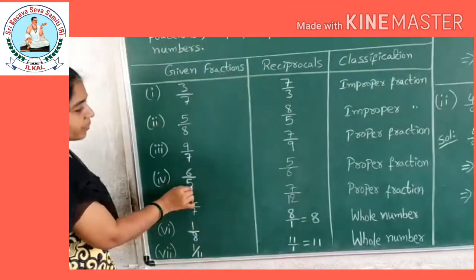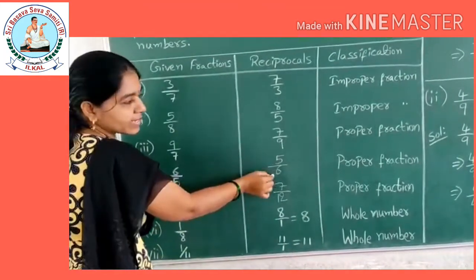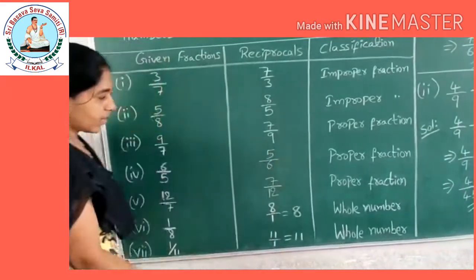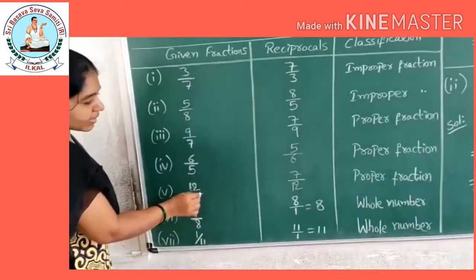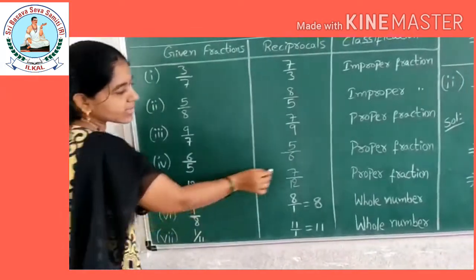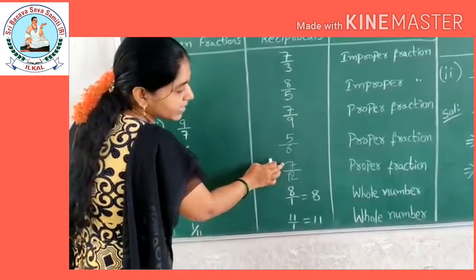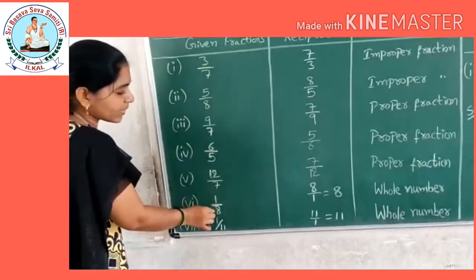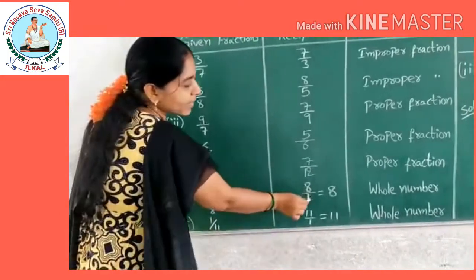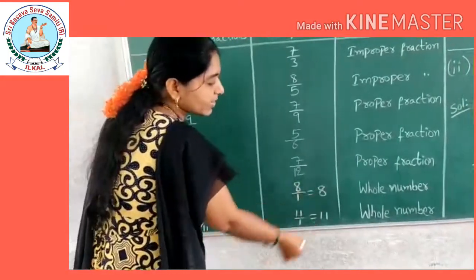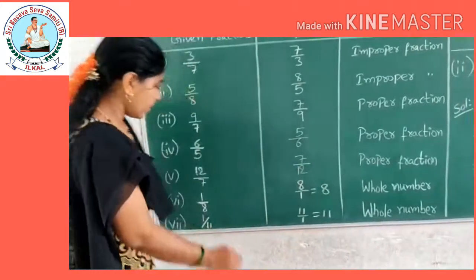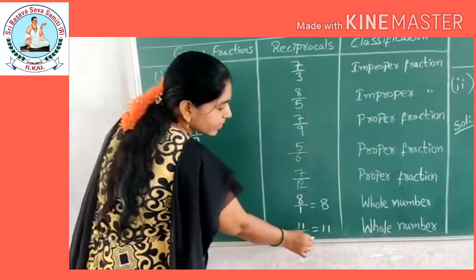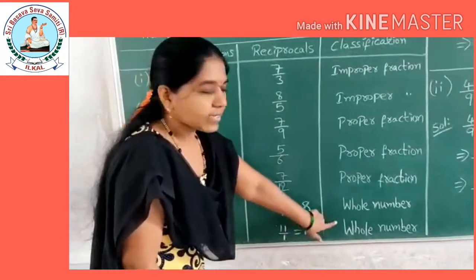Next, 6 by 5. Reciprocal of 6 by 5 is 5 by 6. Again, 5 is smaller than the denominator. It is a proper fraction. Next one, 12 by 7. Reciprocal of 12 by 7 is 7 divided by 12. 7 is smaller than 12, means again proper fraction. 1 by 8. Reciprocal of 1 by 8 is 8 by 1. 8 by 1 is equal to 8, which is a whole number. 1 by 11. Reciprocal of 1 by 11 is 11 divided by 1, which is equal to 11. Again 11 is a whole number.